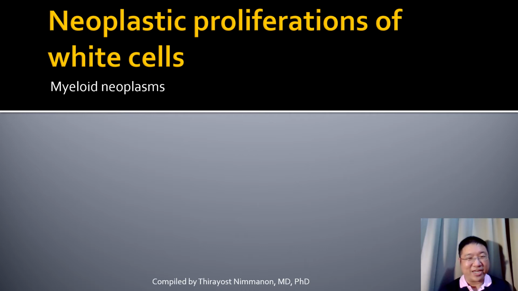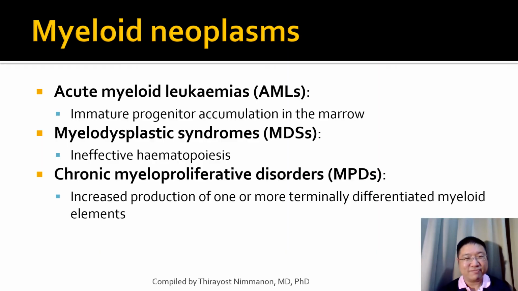Welcome back, everyone. So now I'm going to talk about myeloid neoplasms. This should be the last part of the white blood cell pathology. So myeloid neoplasms are divided into three broad groups: acute myeloid leukemias, myelodysplastic syndromes, and chronic myeloproliferative disorders.